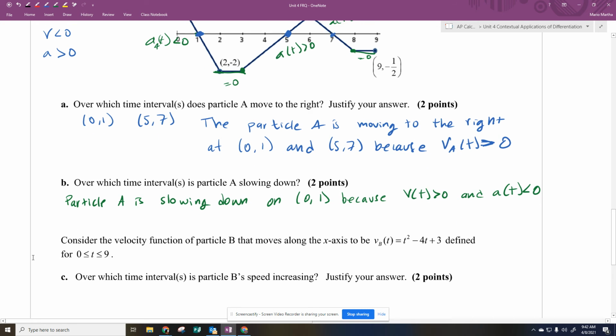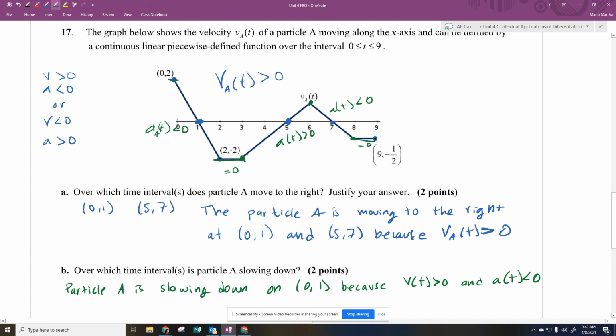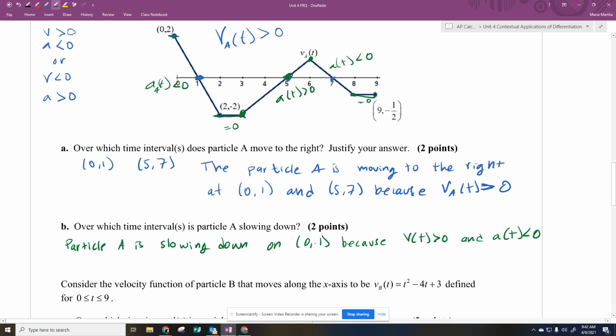Okay, and then for the other interval, if you guys notice here on the graph, it's slowing down between 3 and 5, right? Between 3 and 5. And actually between 6 and 7, it is also slowing down, so here I'm going to add it, between 6 and 7, right? Because v of t is positive and a of t is negative. So the other one is going to be between 3 and 5.